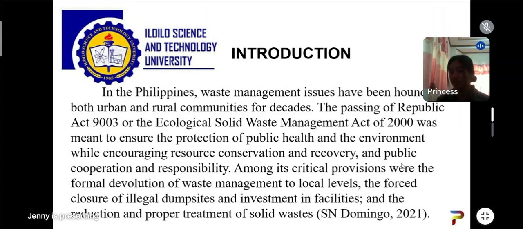So here is the introduction to our study. In the Philippines, waste management issues have been haunting both urban and rural communities for decades. The passing of Republic Act 9003, or the Ecological Solid Waste Management Act of 2000, was meant to ensure the protection of public health and the environment while encouraging resource conservation and recovery and public cooperation and responsibility. Among its critical provisions were the formal devolution of waste management to local levels, the forced closure of illegal dump sites and investment in facilities, and the reduction and proper treatment of solid waste.